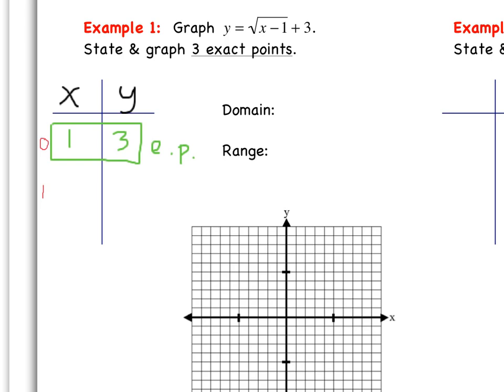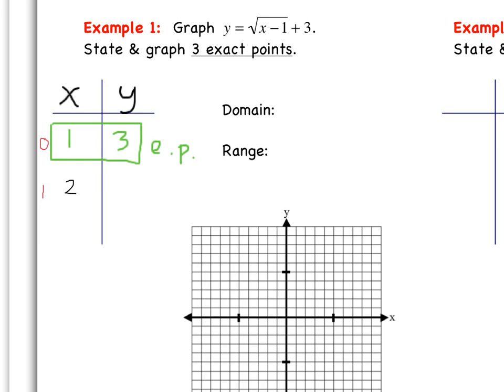So what value of x can I plug into our radicand such that when I subtract 1 from it, I get 1, and we should recognize that if I plug 2 in for x, 2 minus 1 is 1. Okay?